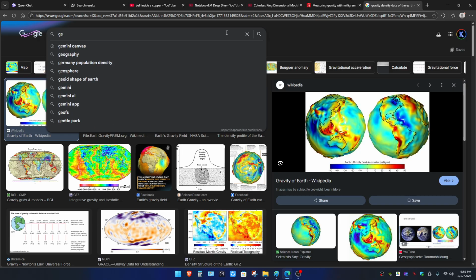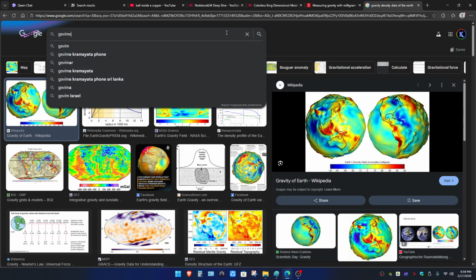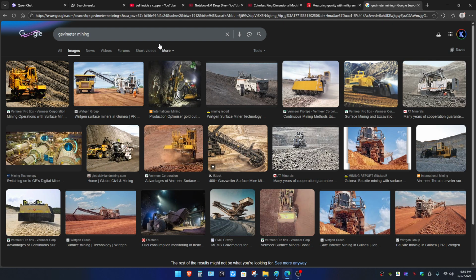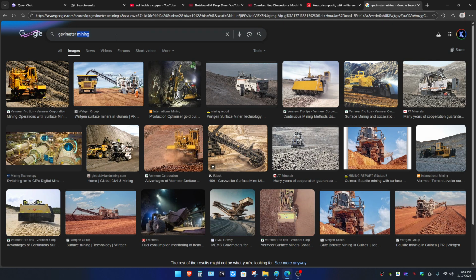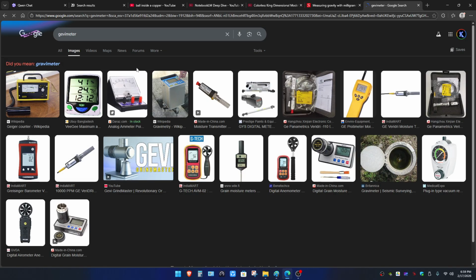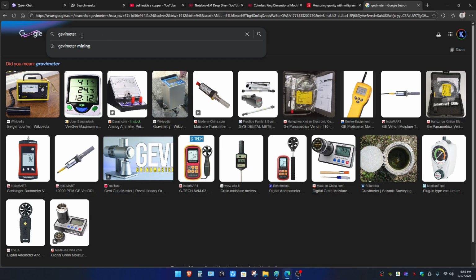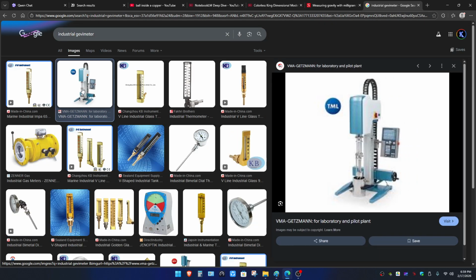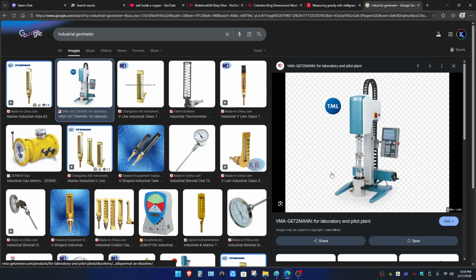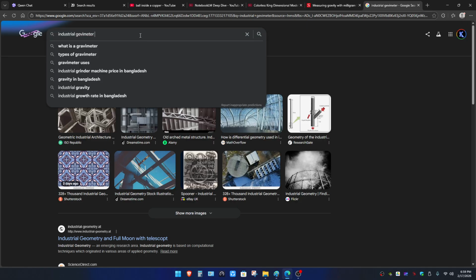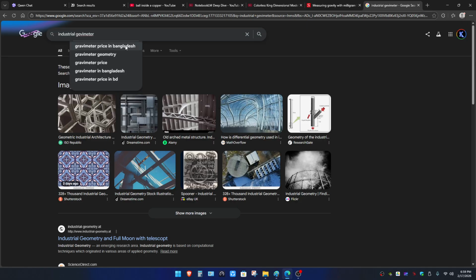Industrial gravimeter. Okay, so here's the thing. What is an industrial gravimeter? It is basically a machine.